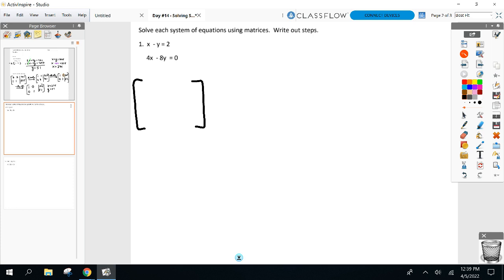Here we go. Number 1, build it. What's going to be in row 1? 1, -1, 2, 4, -8. 4, -8, 0. Build it.